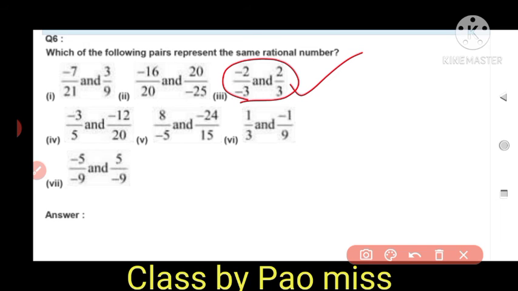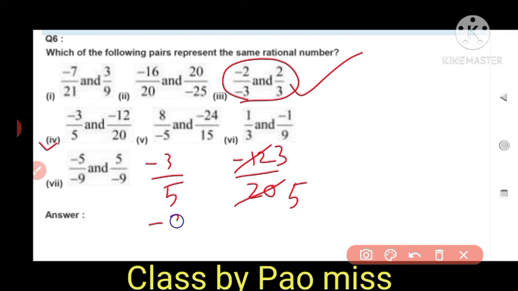Now question number 4. Question number 4 is given minus 3 upon 5. Now this is already in a least fraction. They do not have any common factor. We cannot cancel this. Now another one is given minus 12 upon 20. So we can cancel this with what? 4, isn't it? 4 3s are 12 and 4 5s are 20. So what we got? Minus 3 upon 5, and here also minus 3 upon 5.